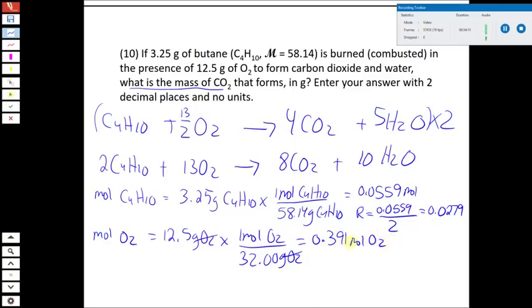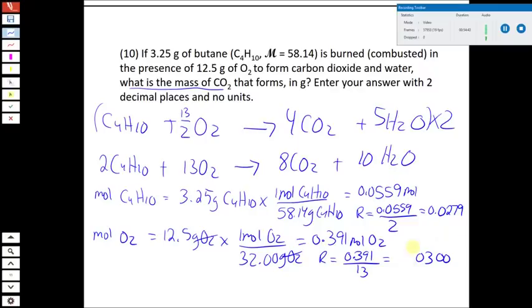Now that looks like a much bigger number. It is. We have a lot more moles of oxygen than butane. But remember, to figure out if something is the limiting reactant, we have to take the number of moles and divide it by the coefficient. So the stoichiometric ratio for O2 is going to be that number, 0.391, divided by the coefficient, which if we're using the bottom equation is 13. And when we divide that, we get R equals 0.03. So it still is a little bit bigger, but not much bigger than the first one.